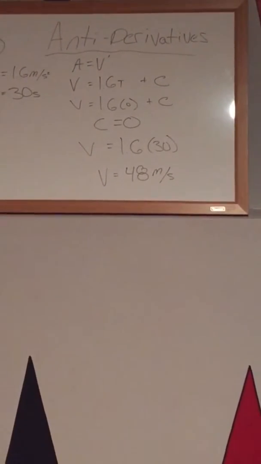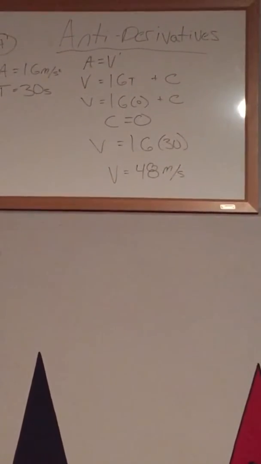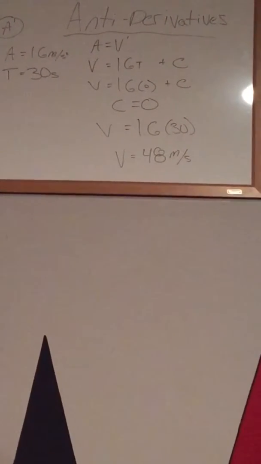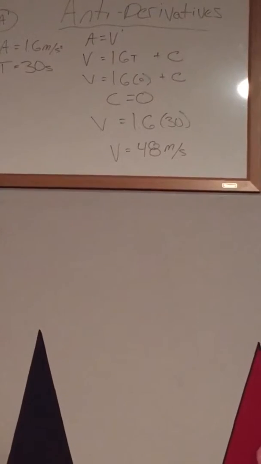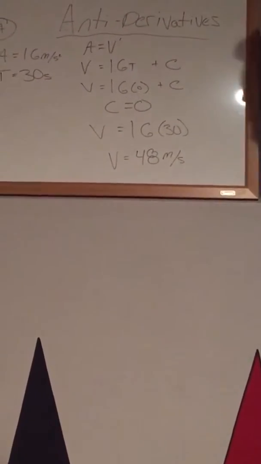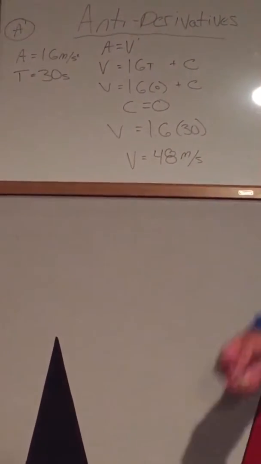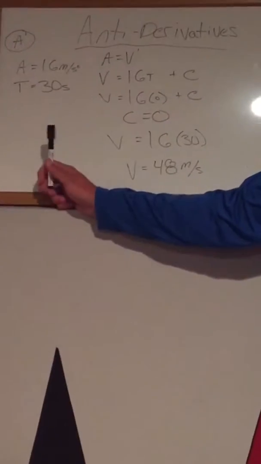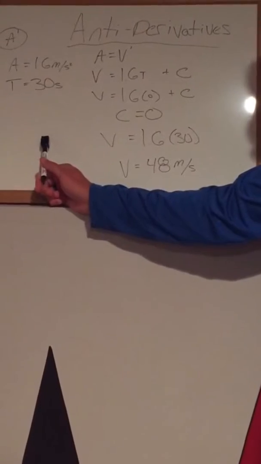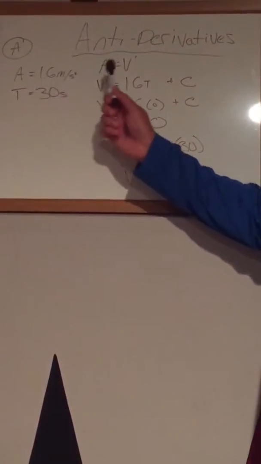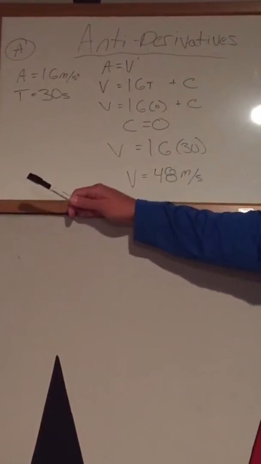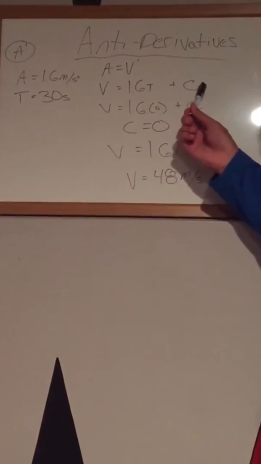Problem 43, free fall. On the moon, the acceleration due to gravity is 1.6 meters per second squared. Part A: if a rock is dropped into a crevice, how fast will it be going just before it hits bottom 30 seconds later? For this problem, you're given the acceleration, 1.6 meters per second squared, and the time before it hits the bottom, 30 seconds. A is equal to V prime, so you take the antiderivative of the acceleration, which gives 1.6t plus c.